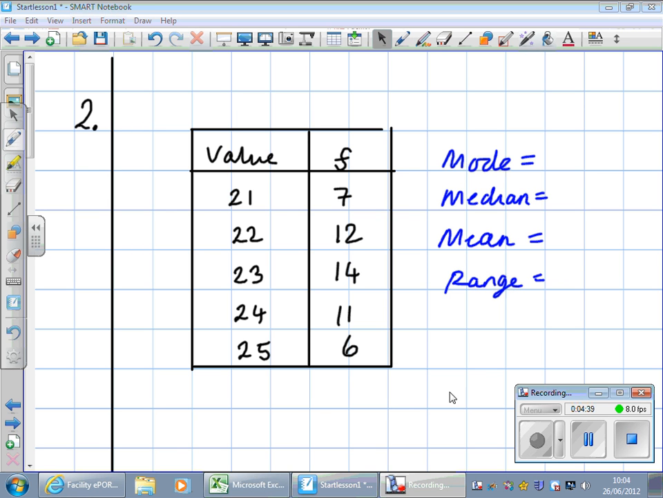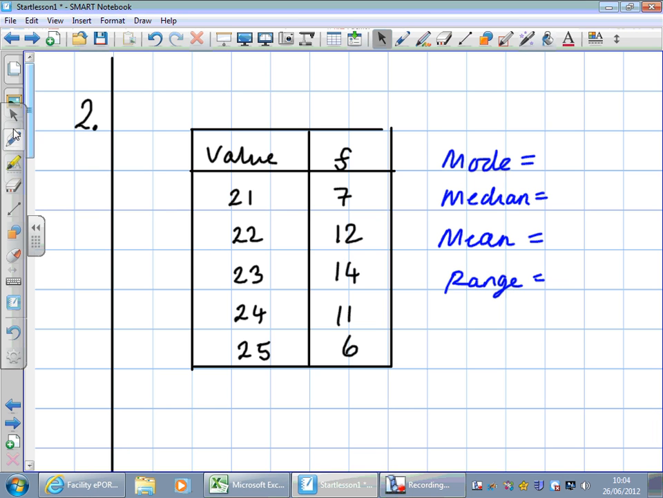Right. The mode. The mode is the value that occurred the most. 23 occurred 14 times, which is more than any other value. So the mode is 23. Now, there's 50 bits of data. So we're looking for the 25th-ish.